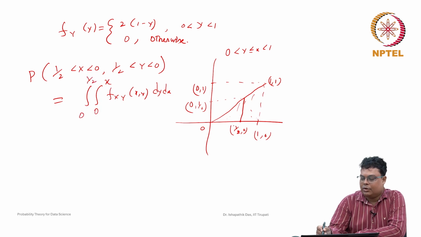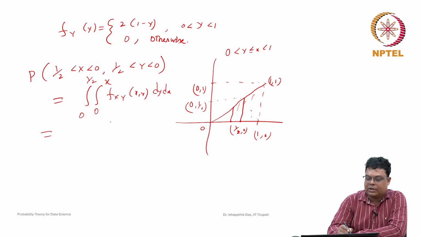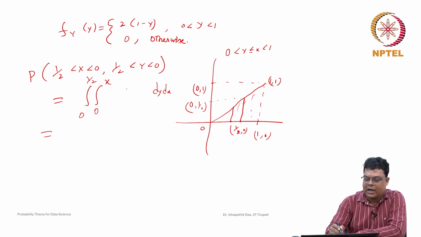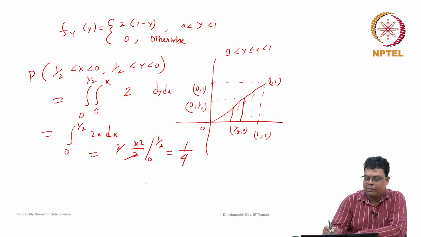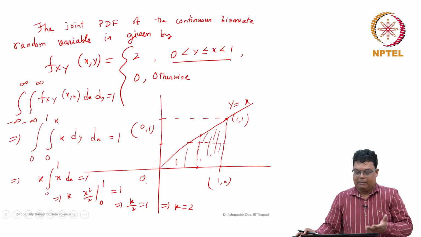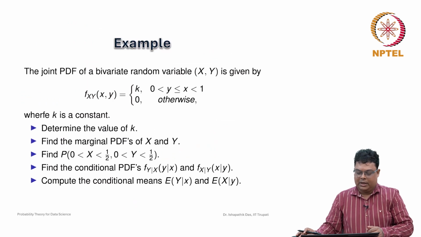The y limit becomes 0 to x, the line y = x. Then we just compute it. The value of k is 2 here, so 2 dy dx. So this is 0 to 1/2, 2x dx. Now 2x² by 2, the 2s cancel, from 0 to 1/2, this is nothing but 1/4. So this probability is 1/4. Earlier also we computed it, I remember this value came 1/4.